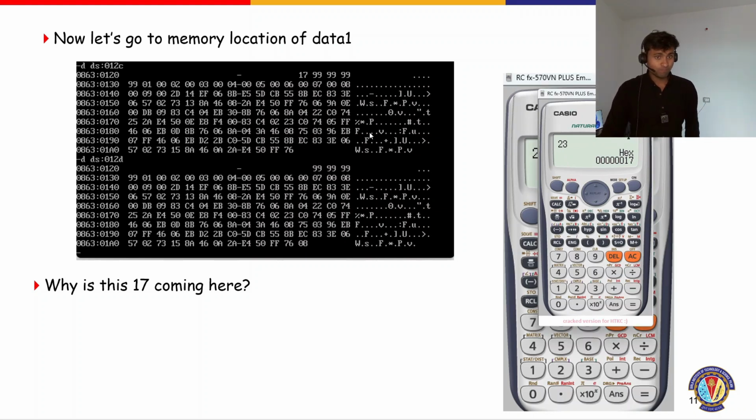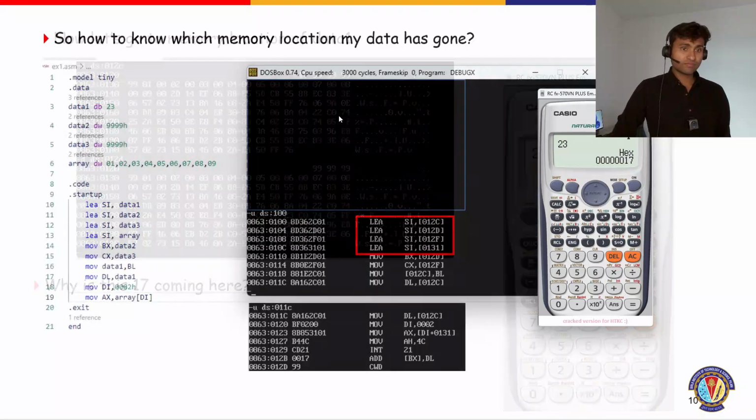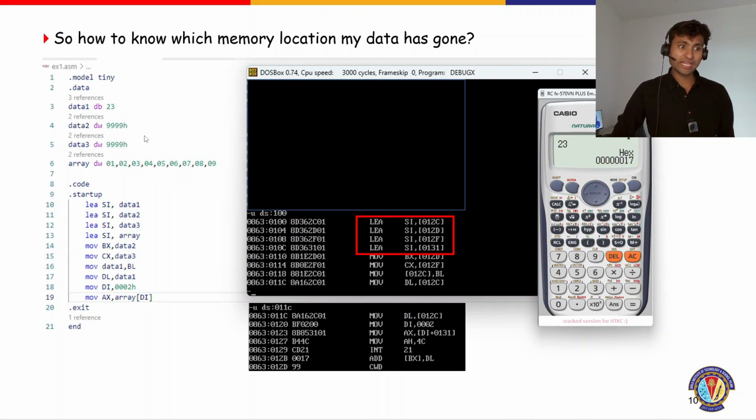So the 17, and in the example we have 9999. The lower significant bits are initially going to the first memory location, and then this 99 is going there.